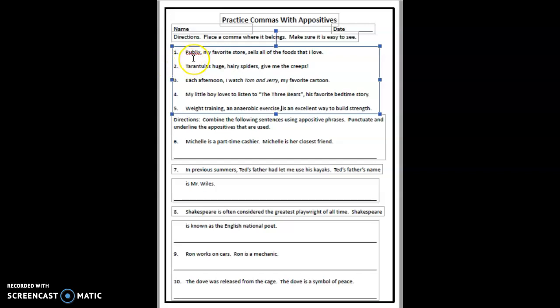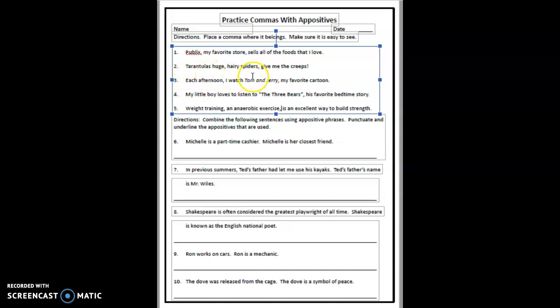Okay, so number 1: Publix, my favorite store, sells all of the foods that I love. So Publix is what it's about. The appositive is my favorite store, so this is a non-essential appositive, so I'm going to put a comma after Publix and a comma after store, and then finish the sentence because it's non-essential. Okay, let's look at number 2.